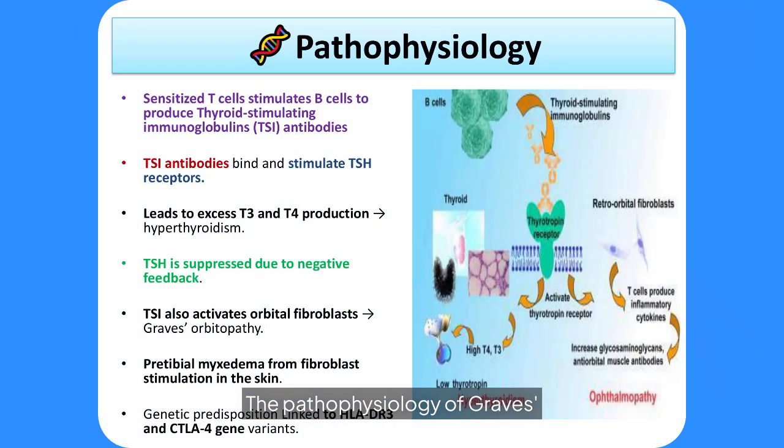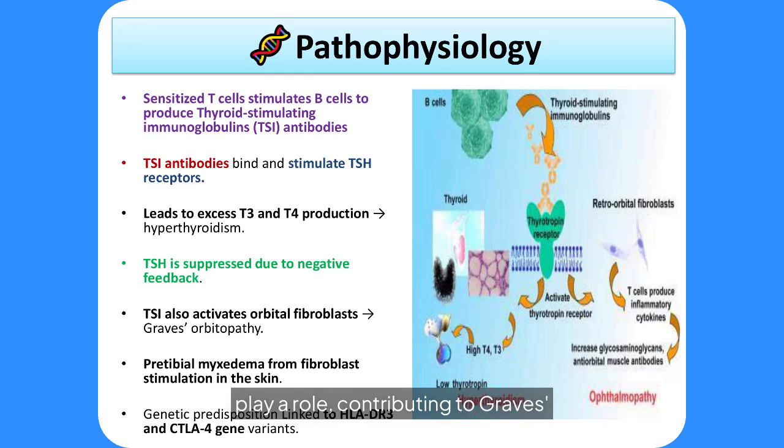The pathophysiology of Graves' disease involves sensitized T cells stimulating B cells to produce thyroid-stimulating immunoglobulin, or TSI, autoantibodies. These autoantibodies bind to and stimulate TSH receptors, leading to excess thyroid hormone production. This results in hyperthyroidism and suppressed TSH levels through negative feedback.